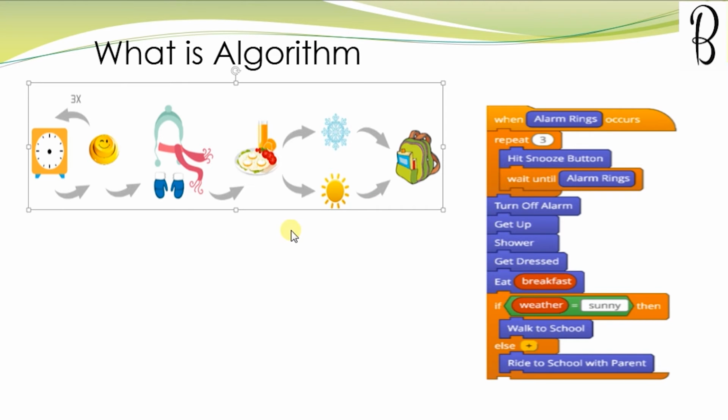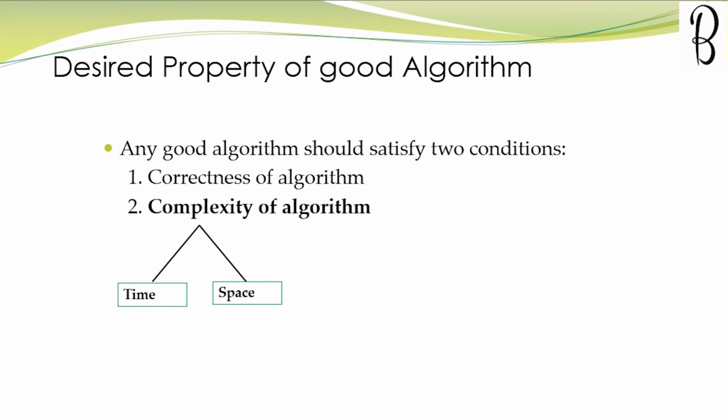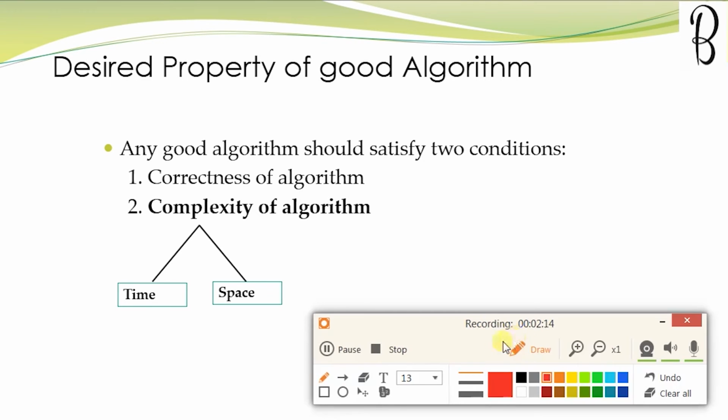So coming to the properties of an algorithm, an algorithm should have two conditions. One is correctness and another one is complexity. Correctness means the way to compute the correct or desired output for the given problem. And what is complexity? There are two types of complexity. One is time complexity, another one is space complexity. Time complexity means measuring how fast the algorithm is, and measuring what amount of memory it will use comes under space complexity analysis.